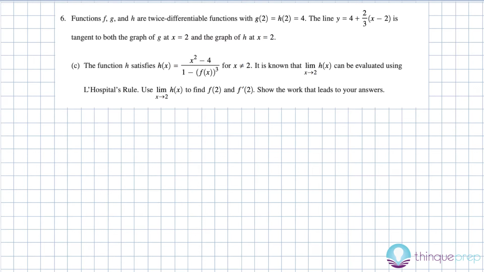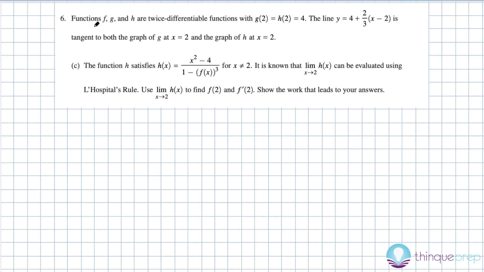So part C is going to be a doozy. We're given this gnarly looking function for h. And then it says it's known that the limit as x approaches 2 of h of x can be evaluated using L'Hospital's rule, or if you want to say it properly in French, it's l'hôpital. You can say hospital though, I don't care. And then we're told to use the limit definition to find what f of 2 and f prime of 2 is, and show the work that leads to your answers.